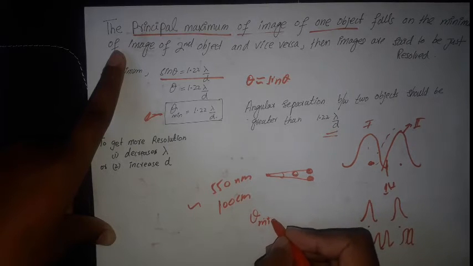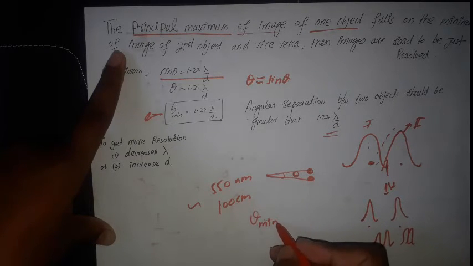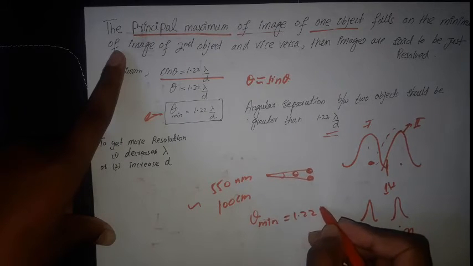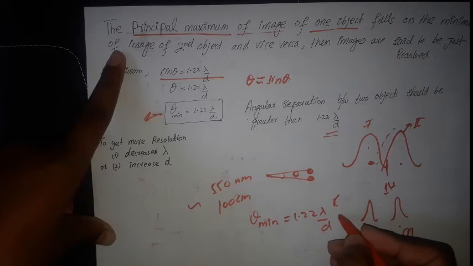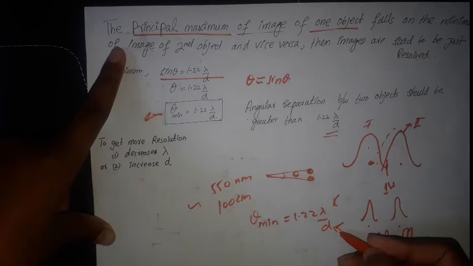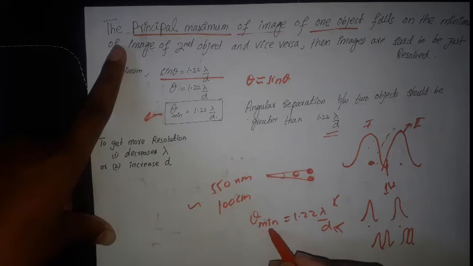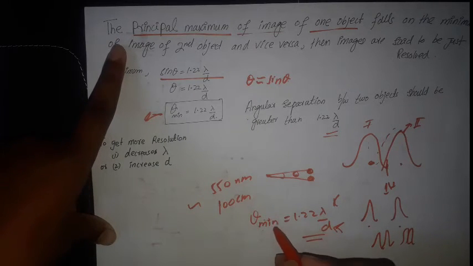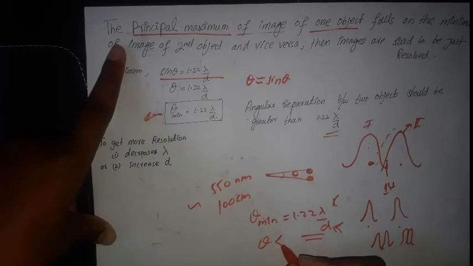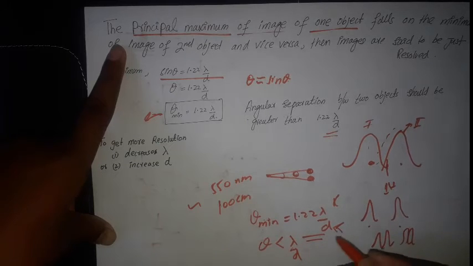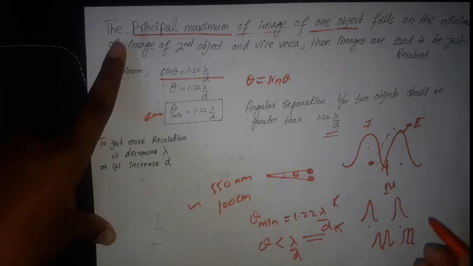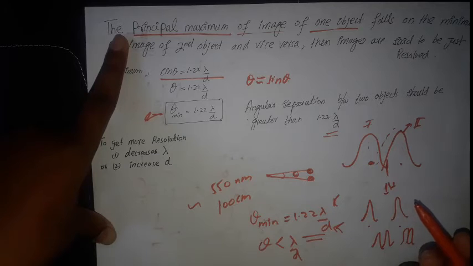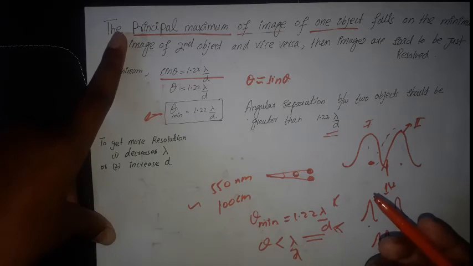Let's say this is theta minimum. If this theta is equal to 1.22 lambda by d, and we know what wavelength we are using and the aperture of the lens, then they are said to be just resolved. But if this theta is less than this quantity, then they are not resolved, so we cannot distinguish their images.